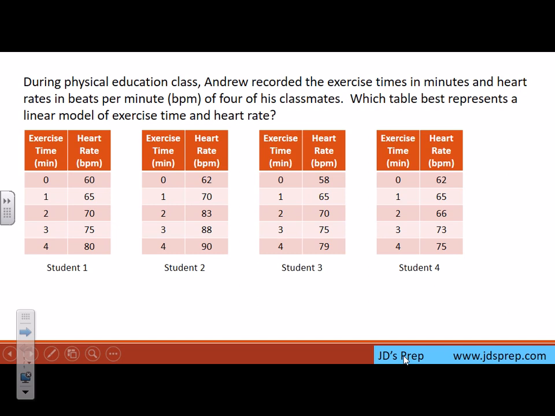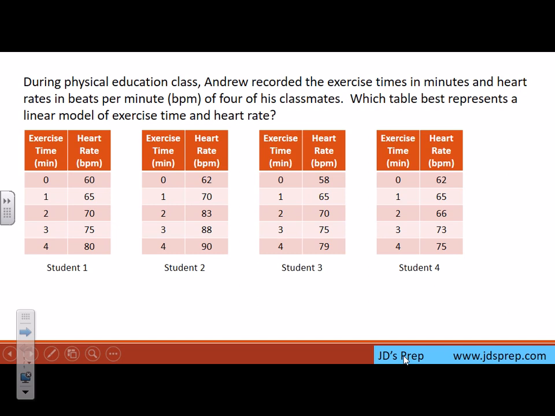time and heart rate. To identify a linear model from a table like this, what we want to find is a table that has the output variable, in this case the beats per minute for the heart rate, that is increasing or decreasing at a constant rate throughout the table. So every change from 0 minutes to 1 minute, 1 minute to 2 minutes, 2 minutes to 3 minutes, and so on, all of those changes should be the same to have a linear model.